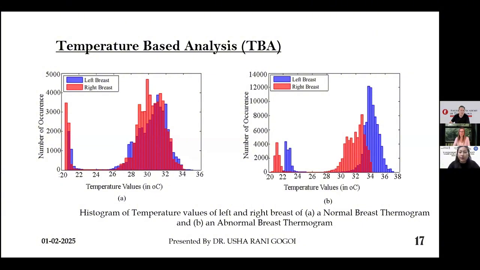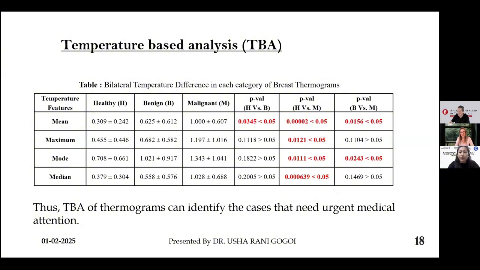Along with this histogram analysis, we have also performed quantitative analysis. For that, we have measured the mean, maximum, mode, and median of the thermograms. And we found that in a healthy thermogram, the mean value changes of the temperature between the normal and the abnormal breast are always in the range of 0.3 degrees centigrade. But in the case of a benign thermogram, the mean value changes between the left and the right breast are almost 0.6 to 5 degrees centigrade. But in the case of malignant, there is a change of 1 degree between the left and the right breast. This is the analysis based on almost 65 thermograms.